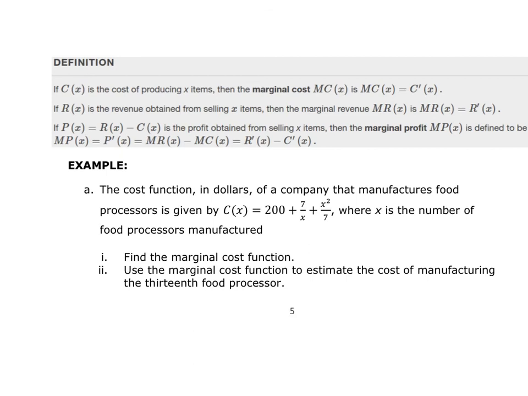So here is the cost. If I want to find the marginal cost with that equation, how do I find the marginal cost? Just find the first derivative. If I want to find the marginal cost to estimate the cost of manufacturing the 13th food processor, what am I going to do with that 13th? Number 13, lucky number 13. Plug it into the first derivative. There you go. This section's done and dusted. Enjoy.